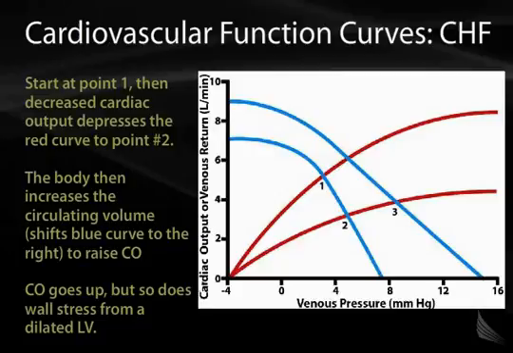However, this comes at a cost. The venous pressure increases from about 5 millimeters of mercury to about 8 millimeters of mercury. This also causes an increase in left ventricular dilation. This is why patients with heart failure develop fluid overload and dilated left ventricles.